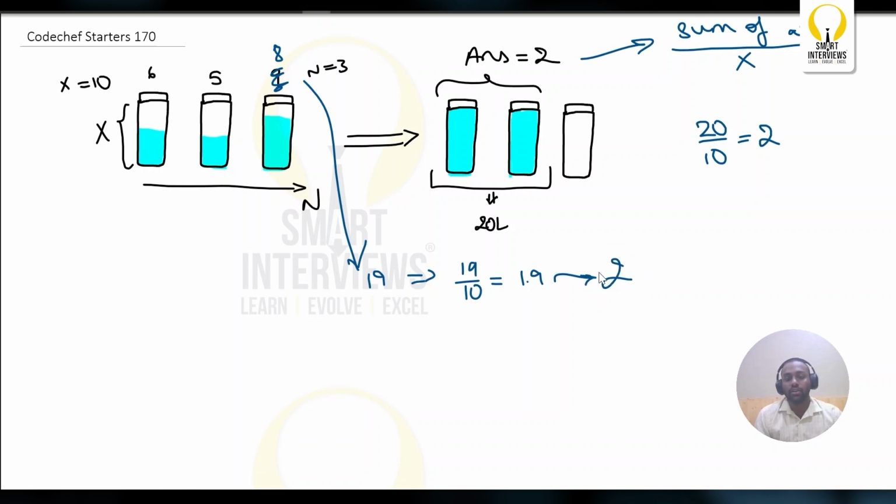This 2, I can call it the mathematical ceil of 1.9, right? Now, not just for 1.9, even if the division quotient comes out to be 1.3, the mathematical ceil still remains 2. So we need to print the mathematical ceil of whatever formula we have applied.